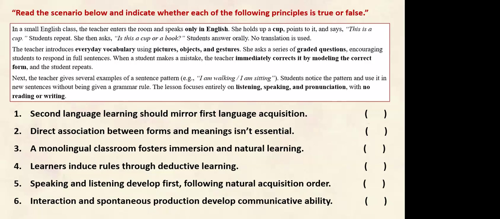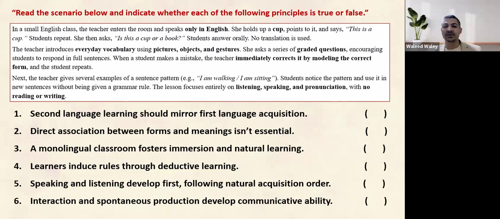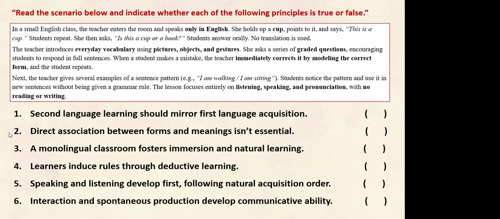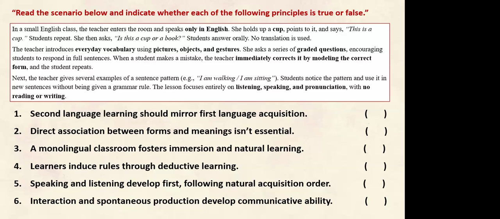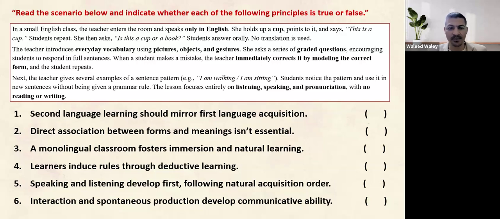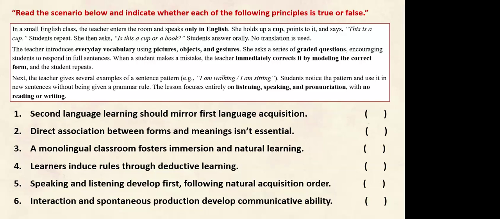He showed the picture of the cup and said, "It's a cup." So he introduced the new vocabulary using the picture. So the direct association between forms and meaning is essential. A monolingual classroom fosters emergent and natural learning. What does monolingual classroom mean? They use one language, English. And here, is it true or false? True, it's a true principle.